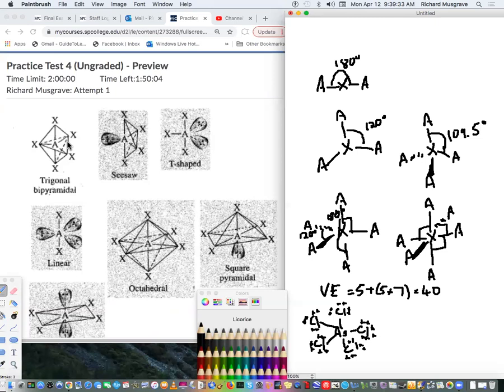Yeah, I suspect for the octahedral, either 90 or 180 degrees or 90 are going to be acceptable answers. So if they're not, then please email me about that. If you believe you've been slighted, that would be fine. Does anybody have any other questions about bond angles?